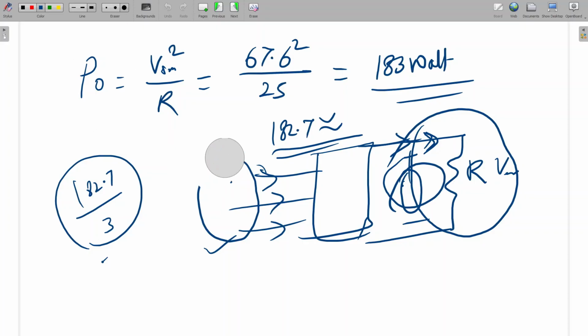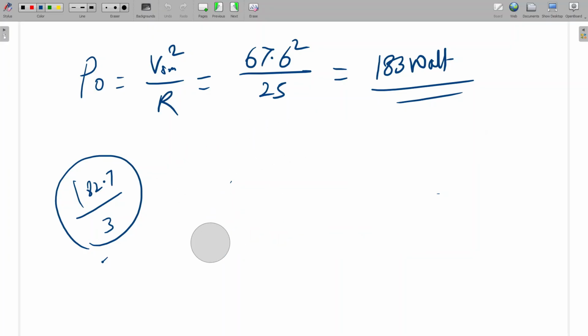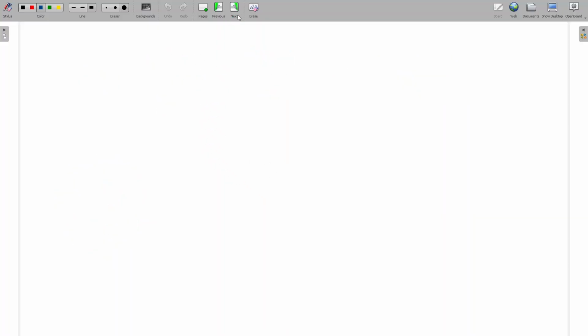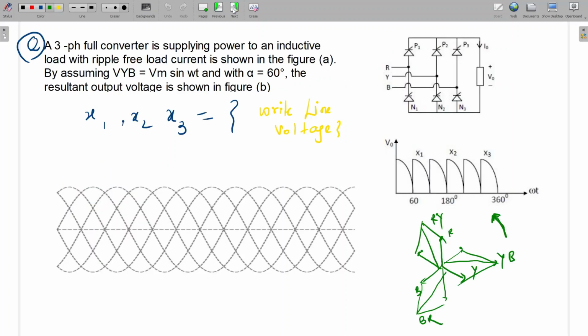Again, what is the rectifier? Rectifier means it will convert AC to DC. Only plus and minus, yes. On the output side only the DC part will come. Okay, got it, sir. Thank you, sir.